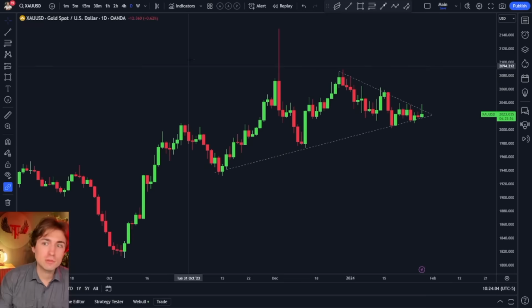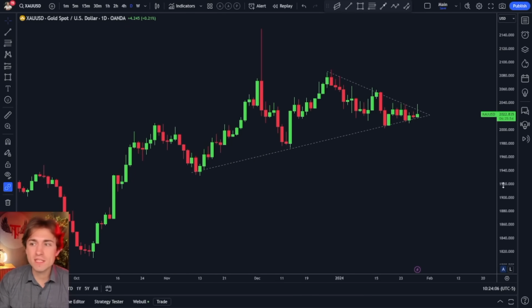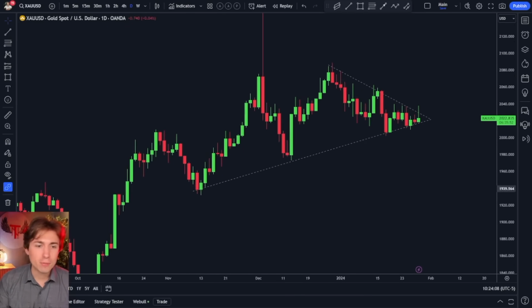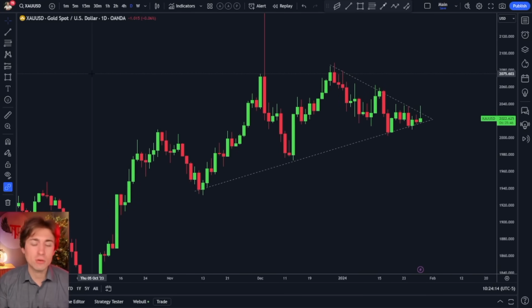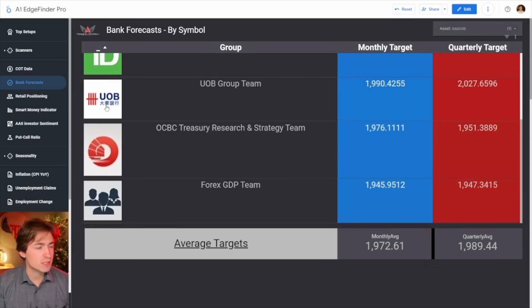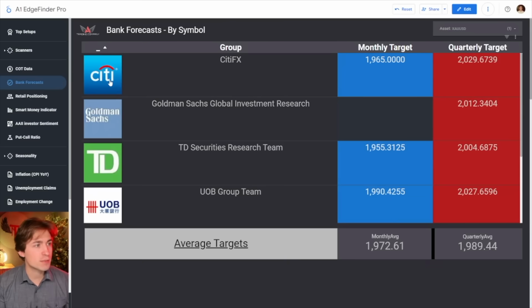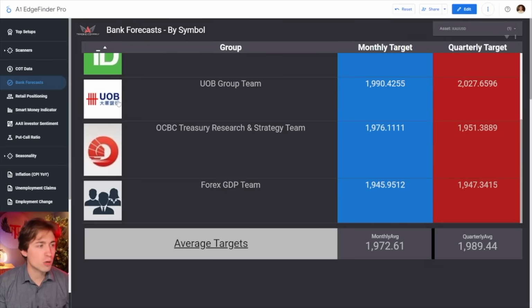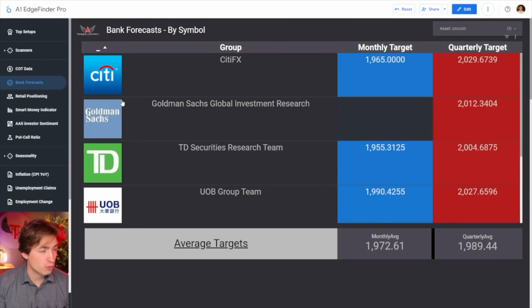Okay, so what's next? Looking back on gold for a second, we've been seeing this kind of triangle move where price has just been stuck in a range, but I was curious this morning as to what sort of bank research teams think about gold and where it's going next. And we actually have that data now pulled into the Edge Finder. So what you can see is you have several different research teams like CitiFX, Goldman Sachs Global Investment Research, and their overall respective forecasts for the price of gold.